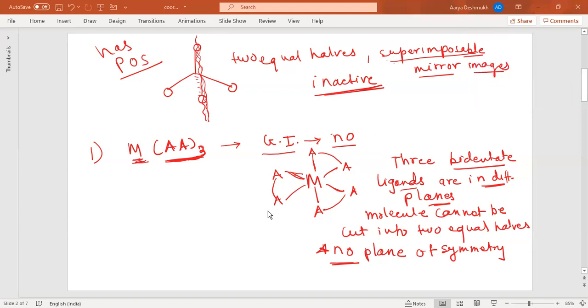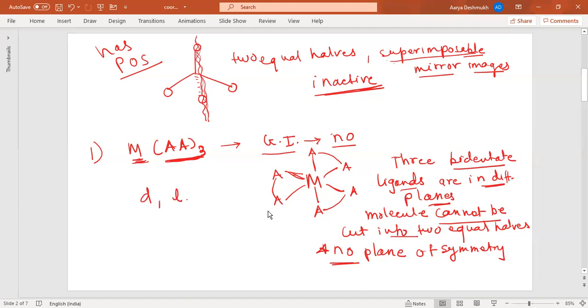Now, what about the optical isomerism here? If it doesn't have a plane of symmetry, it should show optical isomerism, isn't it? So this molecule cannot be cut into two equal halves. So no plane of symmetry. So it will show optical isomerism and two optical isomers will be there, D and L.